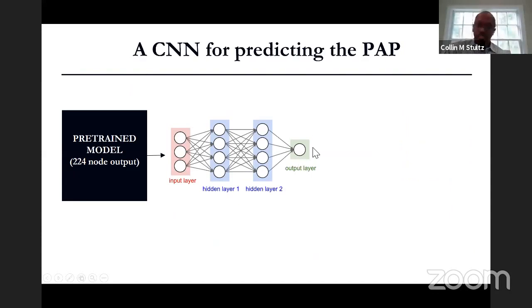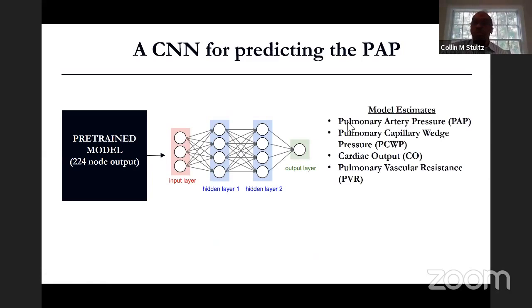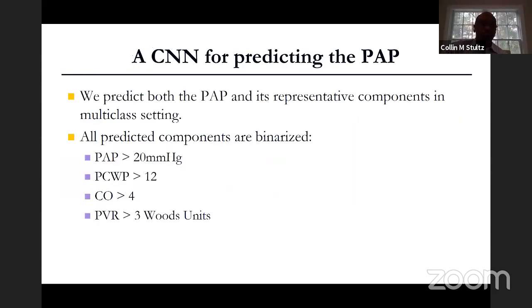What is different about this task is that we not only predict the PA pressure itself, but we predict other things, other hemodynamic quantities that are of interest. So that's the pressure in the pulmonary arteries. We predict what's called the pulmonary capillary wedge pressure. This is the pressure in the left atrium, the cardiac output, the pulmonary vascular resistance. And I'll say why we predict these other things, why this is important as well. So we want to predict not only the PA pressure, but a full hemodynamic assessment of the patient.